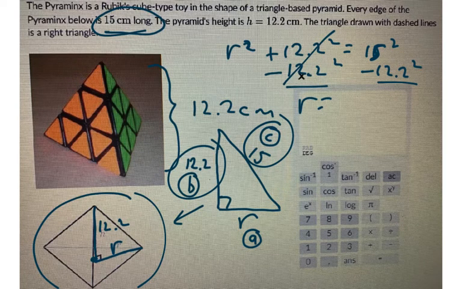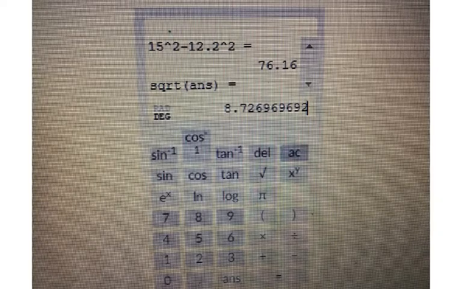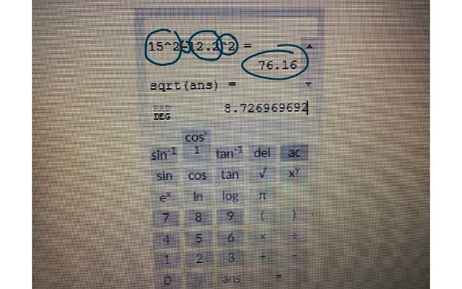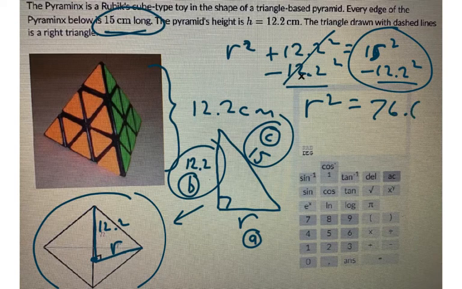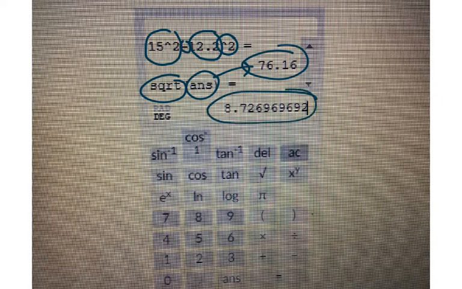So R squared is going to equal 15 squared minus 12.2 squared. 15 squared minus 12.2 squared is 76.16. But that, of course, is R squared. So let's square root both sides. R is going to be the square root of 76.16, which is that.